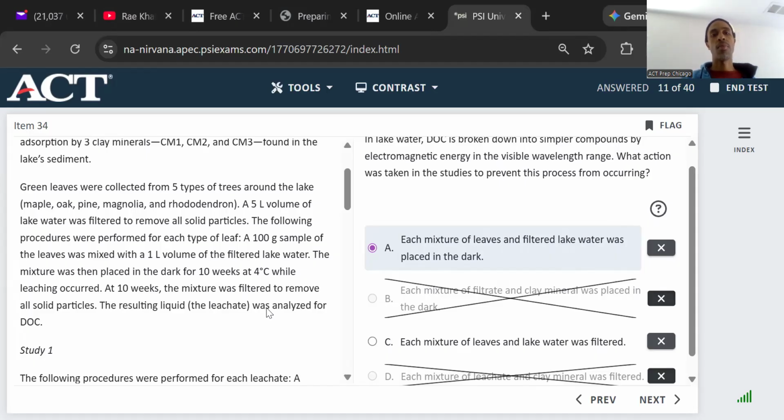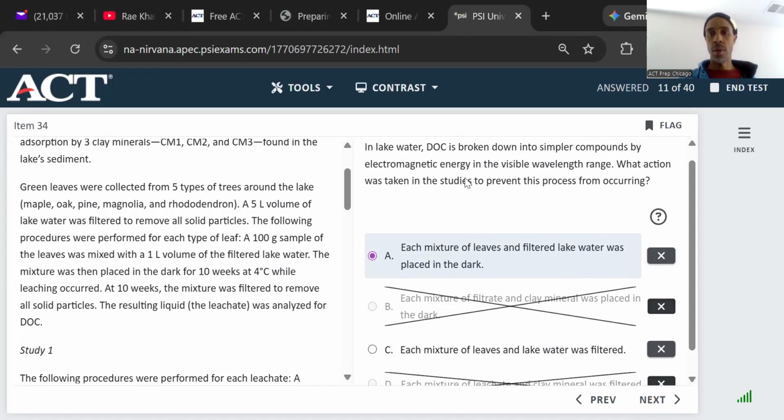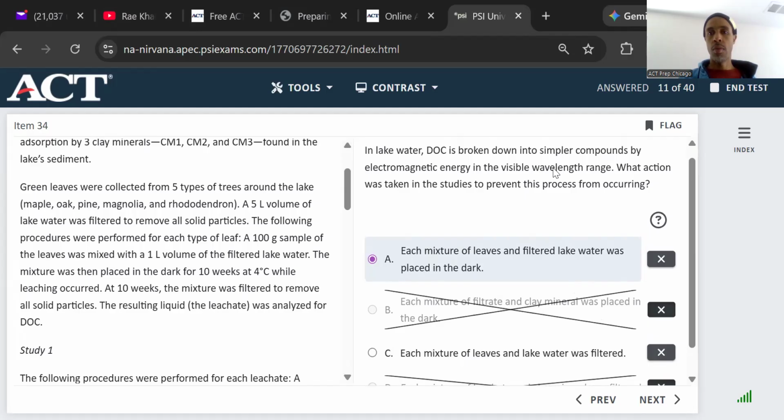Yeah, well, anyway, I think that's why they put it in the dark. At 10 weeks, the mixture was filtered to remove all solid particles. You almost have to understand this experiment. I think that's right, though, because it says visible wavelength range, electromagnetic. So in the visible wavelength range, if you put it in the dark, you don't have any visible wavelength, right? That's why you put it in the dark.